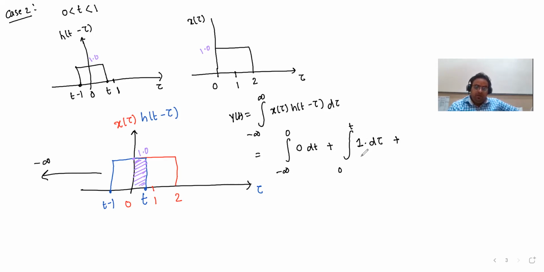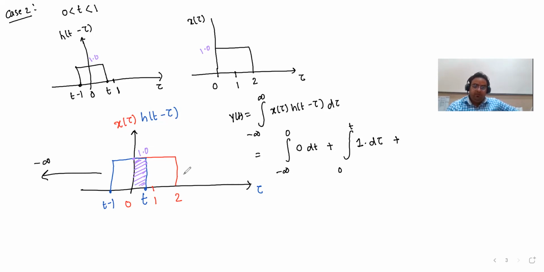Read out, and plus from t to infinity. Okay, from t to 2 also there is x of tau present. From t to 2, x of tau is having a value 1, but h of t minus tau is stopping over here only. It has a value till t only. After t, h of t minus tau is not having any value. So that is essentially 1 multiplied by 0, that is again 0.